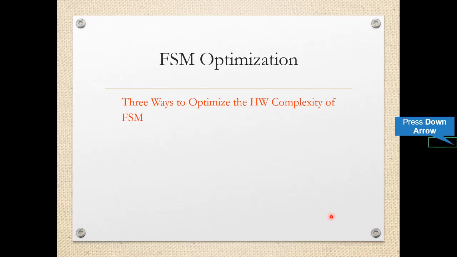There are three ways to optimize the hardware complexity of FSM. So, with the help of these finite state machines, whatever system specifications are given, those will be converted to a state diagram, and then with the help of different steps the final hardware will be obtained, which will give the functionality of the design as per the specifications.